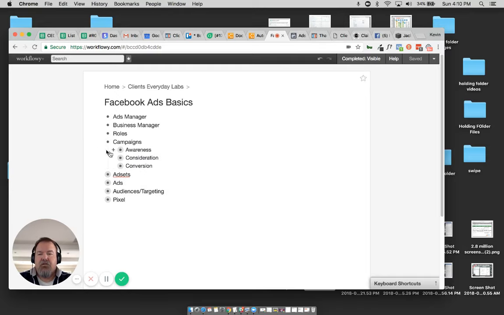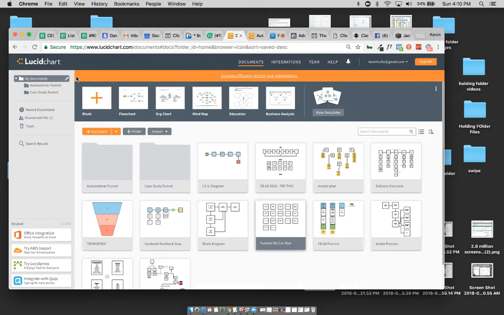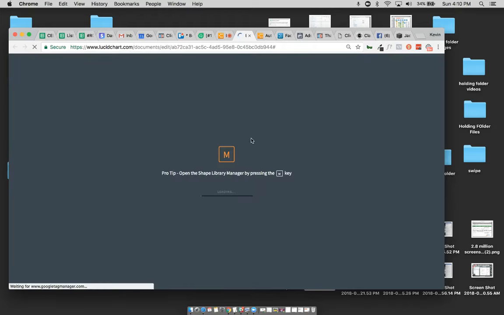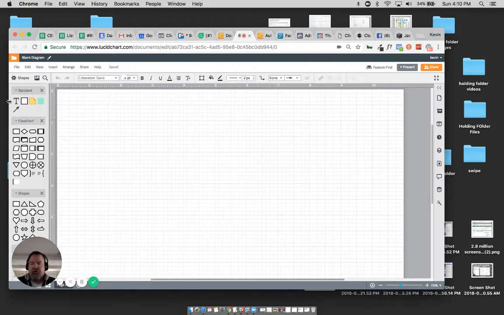So the first thing you need to understand is the way that the account is structured. At the top level, there are campaigns. Underneath them are ad sets, and then underneath them are ads. I guess I could create a new Lucidchart doc to explain it.